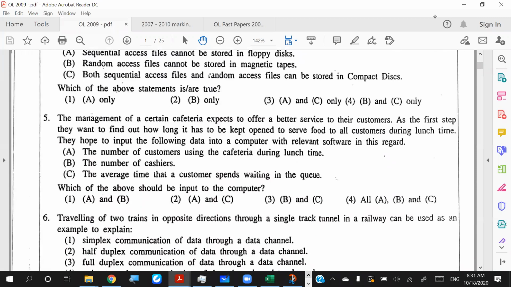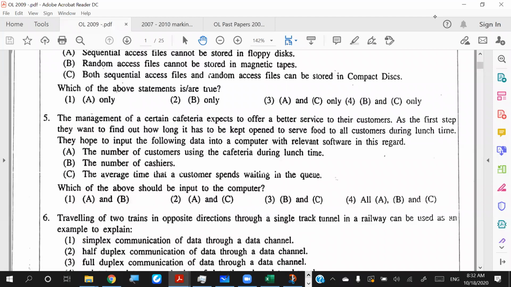As their first step, they want to find out how long it has to be kept open to serve foods to all customers during lunchtime. They hope to input the following data into the computer with the relevant software in this regard: the number of customers using the cafeteria during lunchtime, the number of cashiers, the average time that a customer spends waiting in the queue.